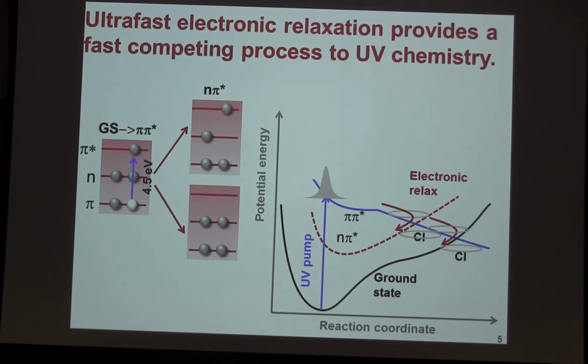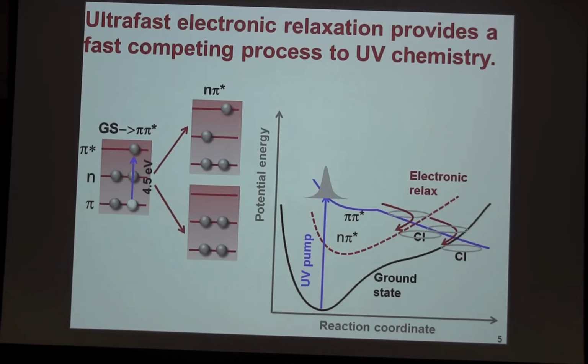On the left-hand side, there's a simple orbital scheme: pi orbital energy, n orbital energy, and pi star orbital energy of this nucleobase. In the ground state, the pi orbital and the n orbital are doubly occupied. Now when you shine ultraviolet light on the molecule, you make a transition from the pi orbital to the pi star orbital. That is the chemically reactive state. So you want to get rid of this state before you actually can do any chemistry.